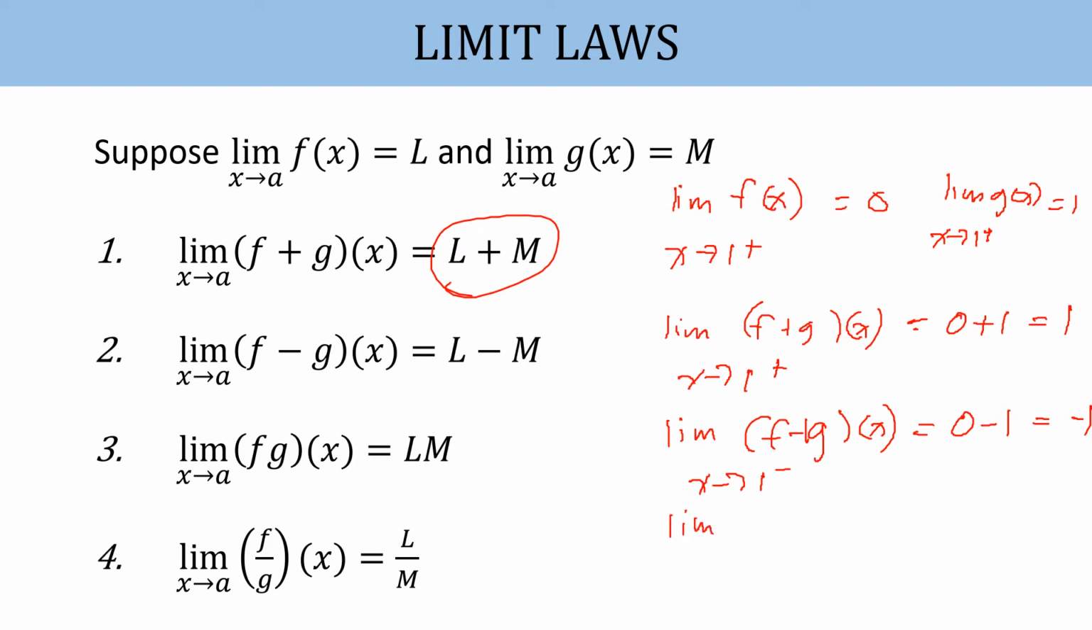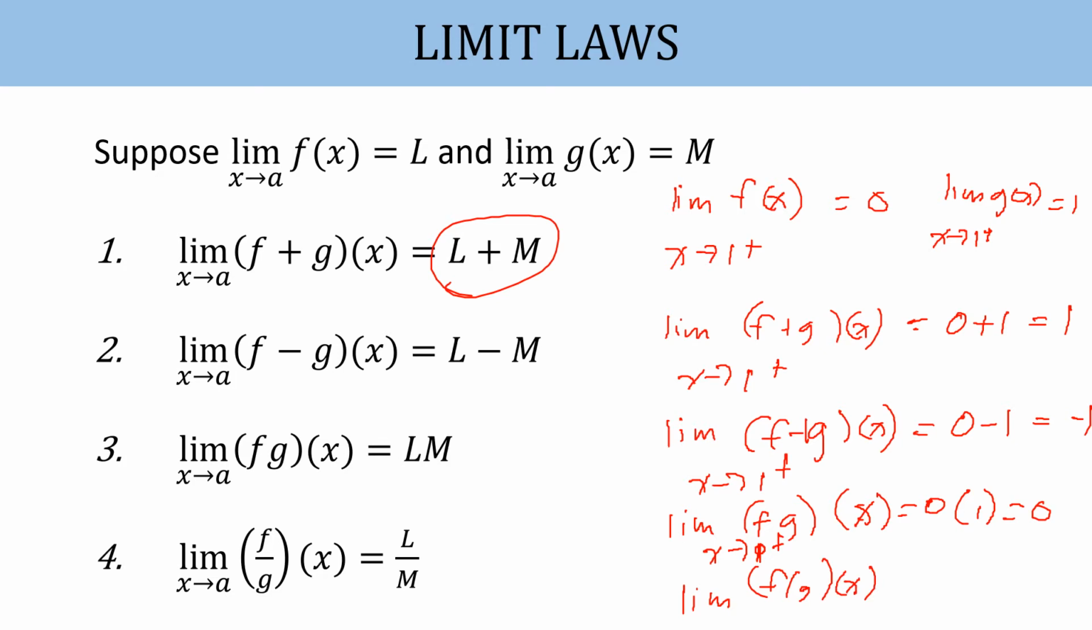And the limit of f times g is just the product of the individual limits. This is 1 from the right. x is equal to 0 times 1, which is 0. And the limit of f over g of x as x approaches 1 from the right is equal to 0 over 1, which is just 0.